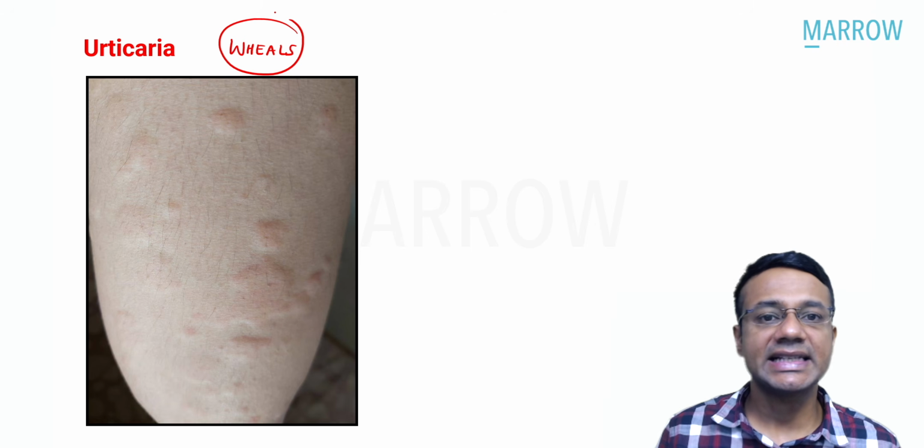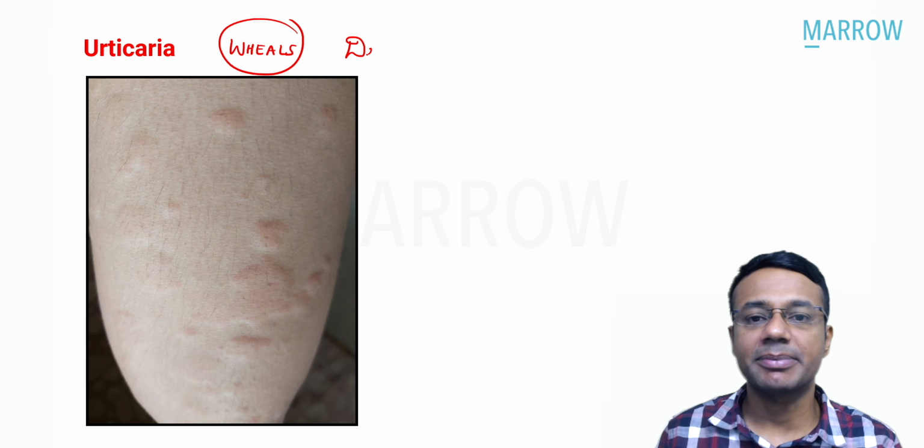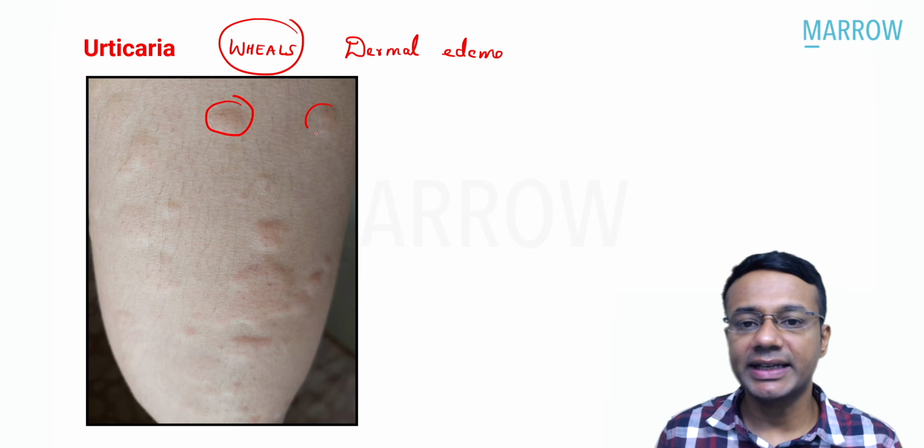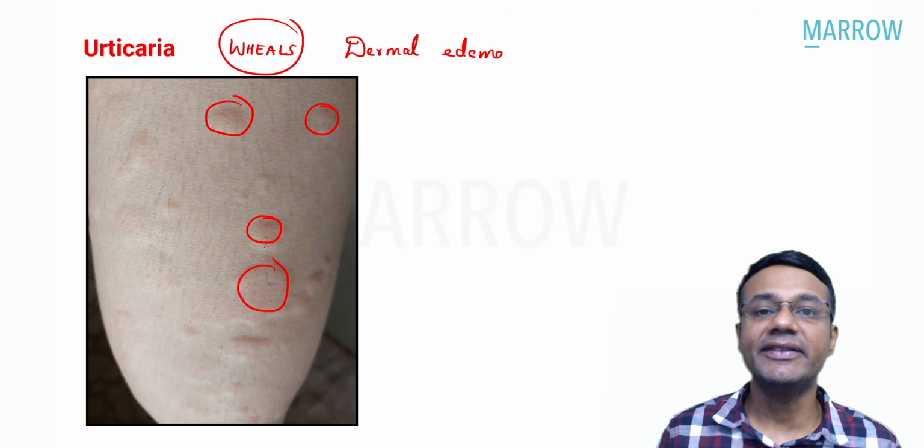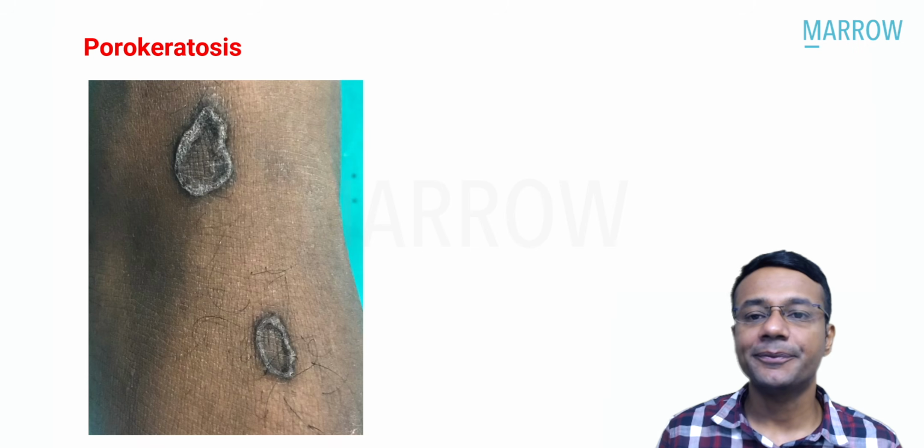What is urticaria as a disease? It represents dermal edema. Here we see pruritic, elevated, transient plaques. So these are pruritic, they're elevated, transient, they come and go. That's what an urticarial wheal is.